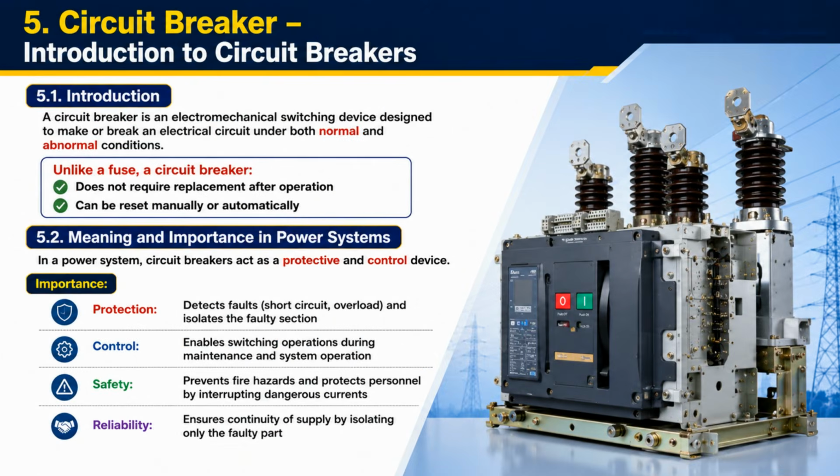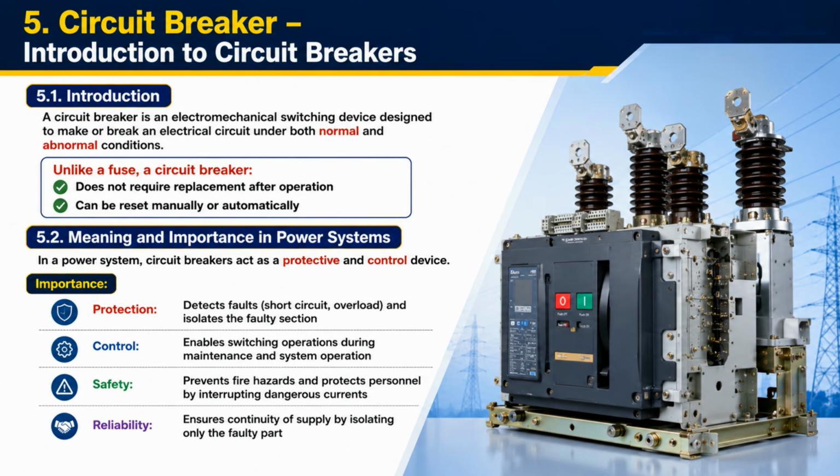In this section, let us understand the introduction to circuit breakers. A circuit breaker is an electromechanical switching device used to make or break an electrical circuit under both normal and fault conditions. Unlike a fuse, a circuit breaker does not need to be replaced after operation. It can simply be reset manually or automatically, making it more convenient and economical.